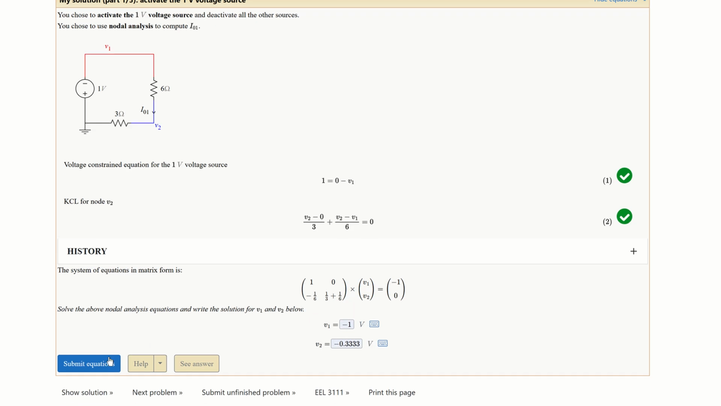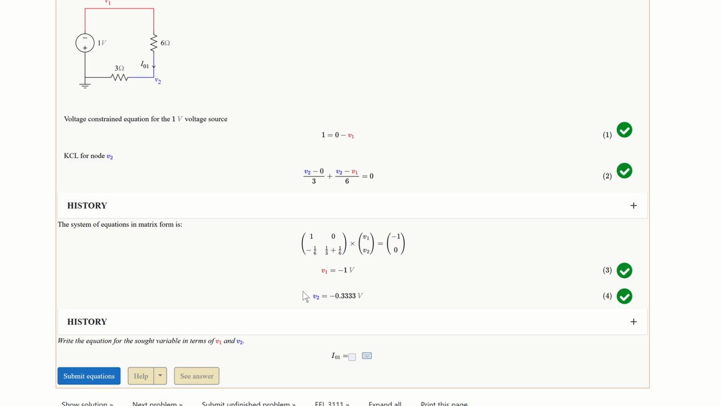It does our computations for us, shows us correct. Go ahead and submit. And now we need to calculate I01.